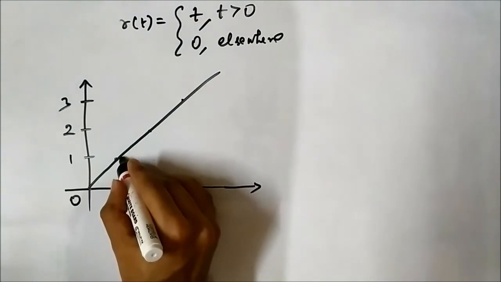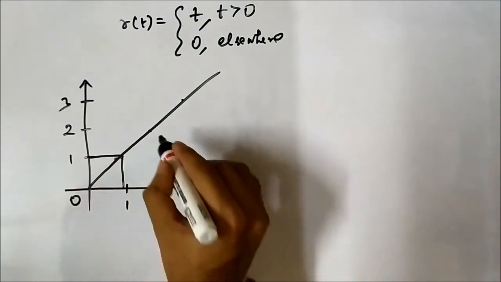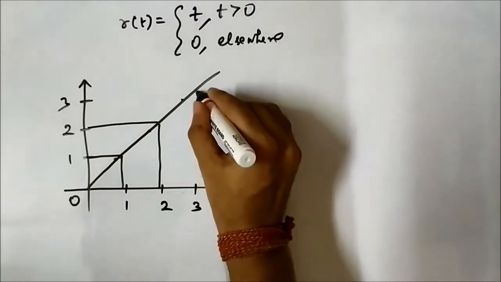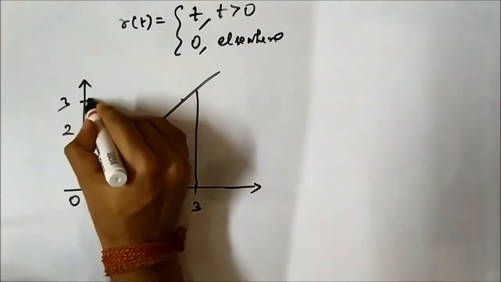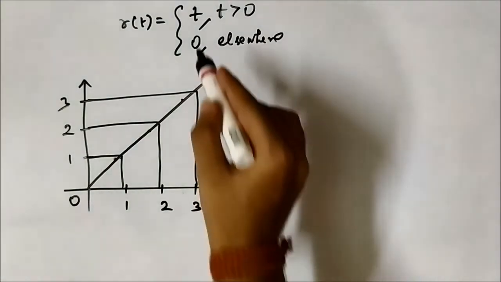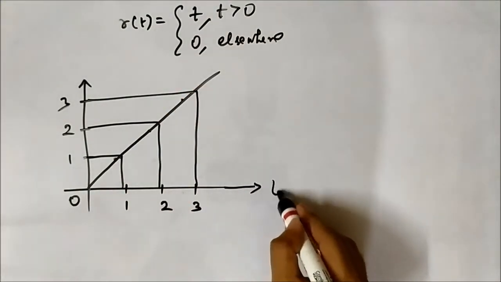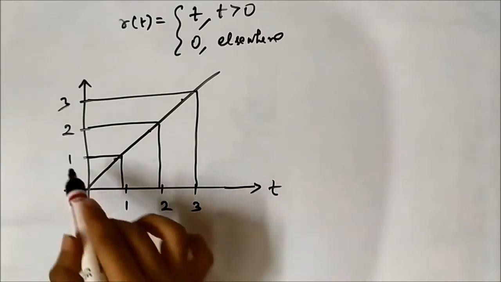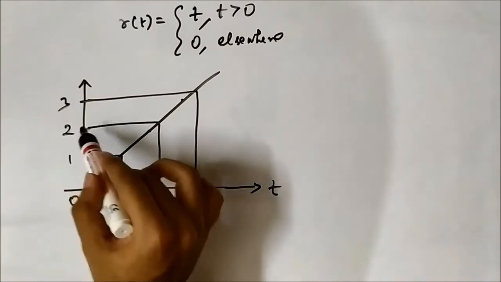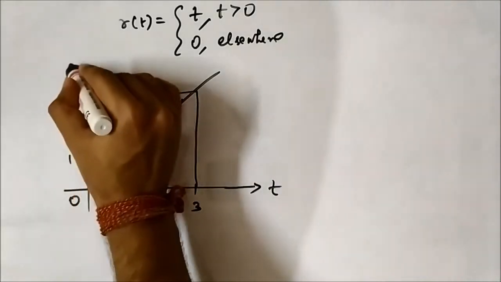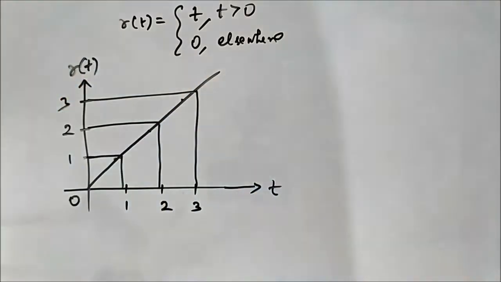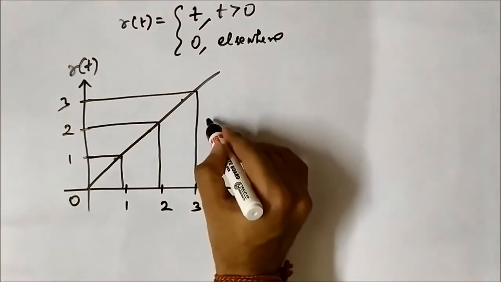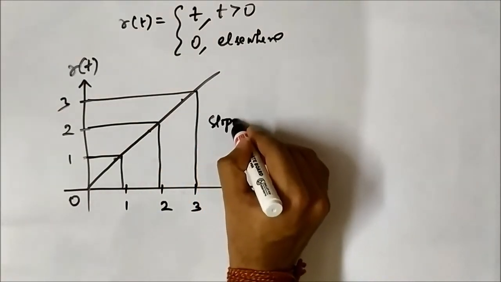Here the amplitude is exactly equal to the time at each specific instant. At 1 it is equal to 1, at 2 equals to 2, at 3 equals to 3. And another important thing, here the slope is equal to 1.